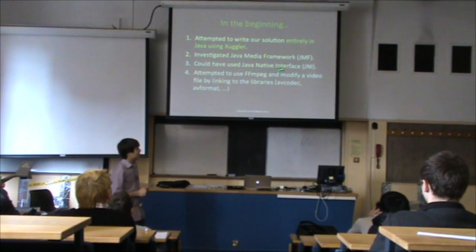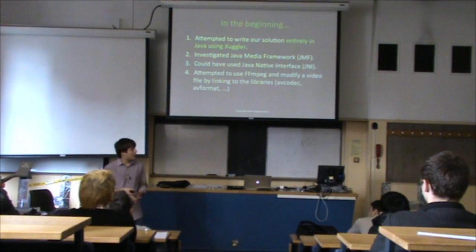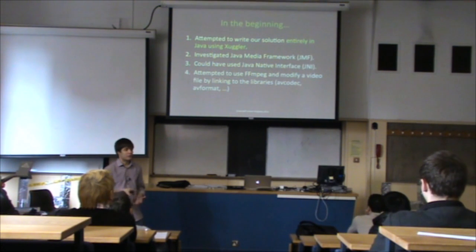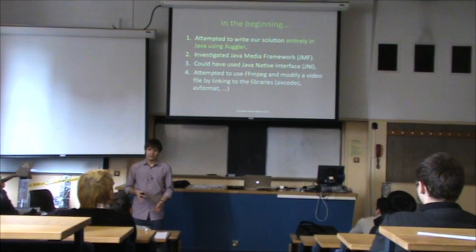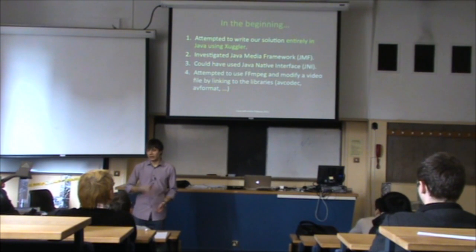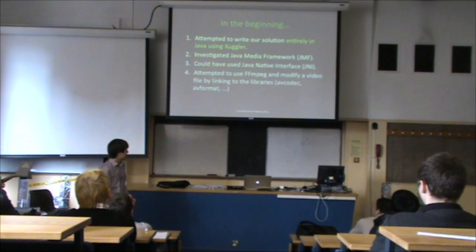I could have used the Java Native Interface, which allows you to execute native functions of a library or a binary. I could have done that to call FFmpeg. I could have written my own wrapper to call FFmpeg and maybe use more of the features than what Xuggler supported. But the problem was, again, that it didn't actually allow me to set the motion vectors, as I found out later on. I didn't know that when I decided not to use this.